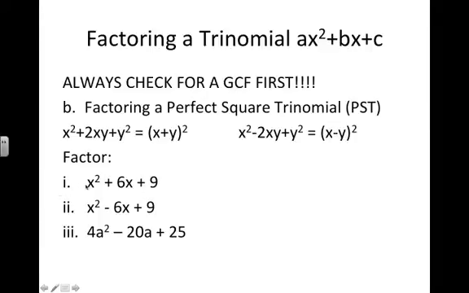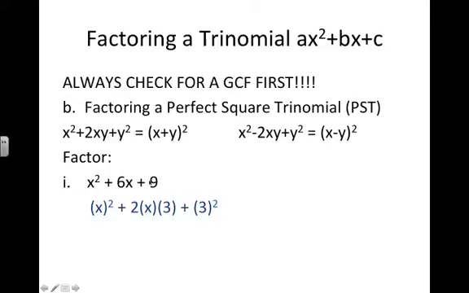So looking at this first one, x squared plus 6x plus 9, that can be written as x squared plus 2 times x times 3. So the 2 is part of the pattern, x is the first base, and 3 is the second base. What we need to check is that the 9 is equal to 3 squared, and it is. So it fits the pattern when it's expanded, so we can use the pattern for the factored form. So it's going to equal x plus 3 squared.